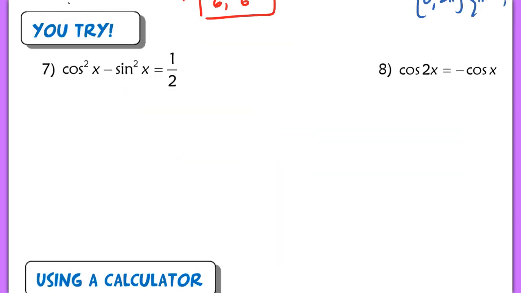Okay, so I'd like you to try 7 and 8 now on your own and check with the key. Obviously, no two trig equations are exactly the same, so you want to make sure you're getting enough practice so that you're using all the strategies that are available to you. So go ahead and try 7 and 8, and then check with the key.